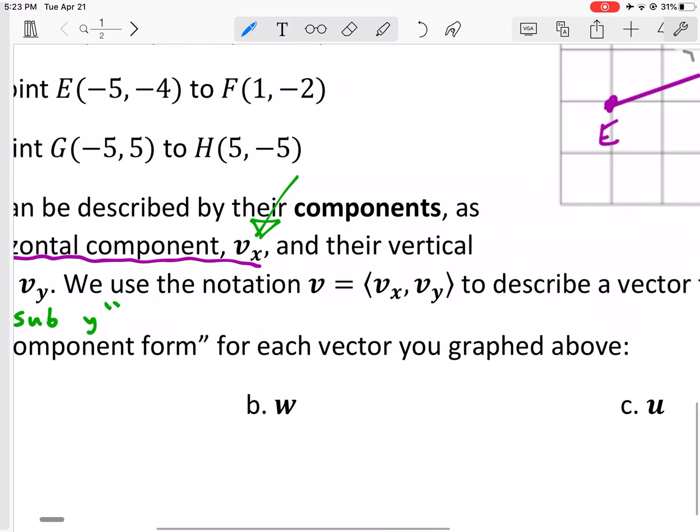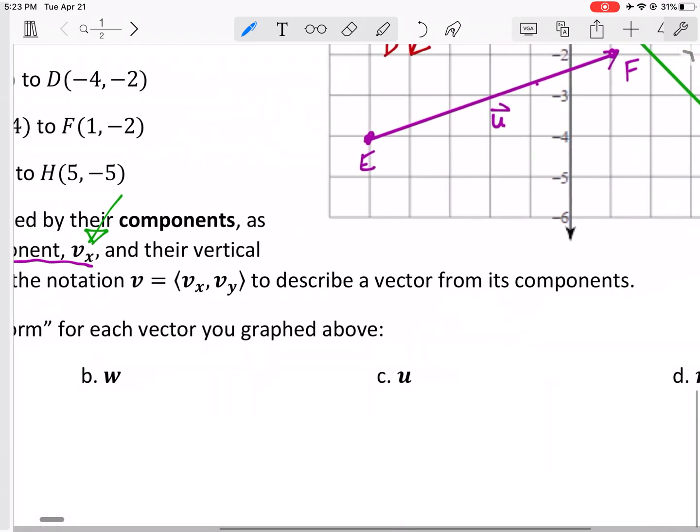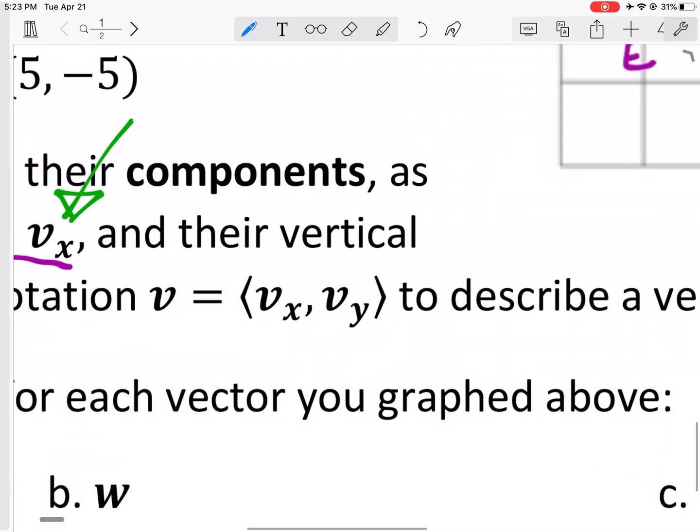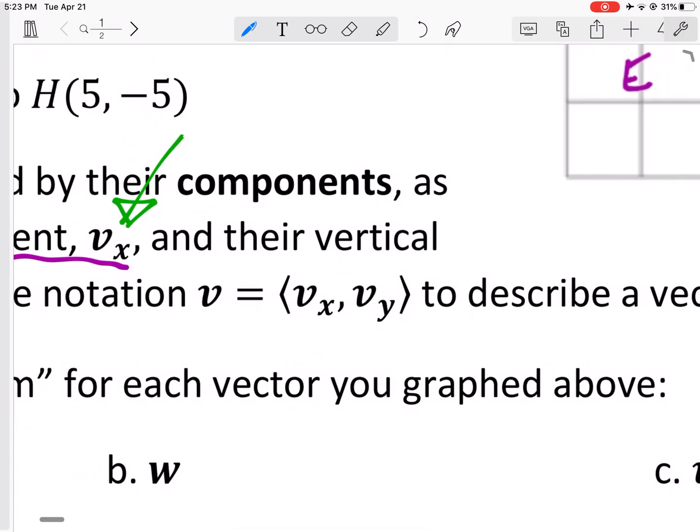And we use this notation here to describe a vector from its components. Notice that they're not parentheses, but angled brackets. The reason I use that is to distinguish between a vector and an ordered pair. So this is our component form right here, because it lists the components of this vector.